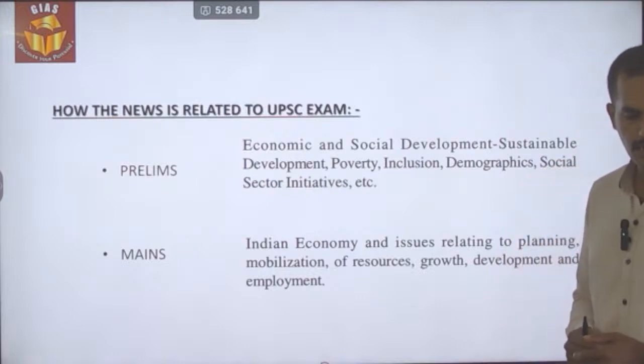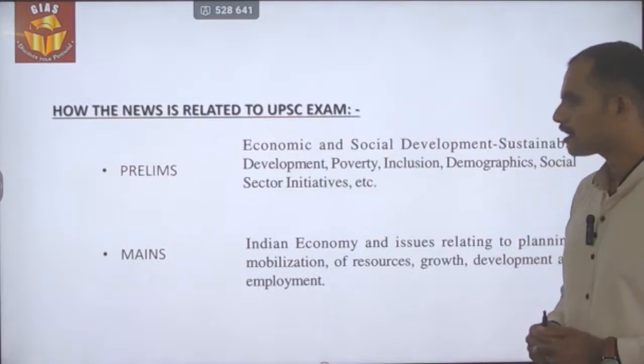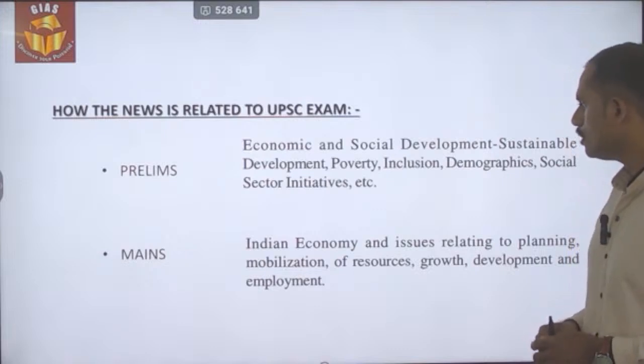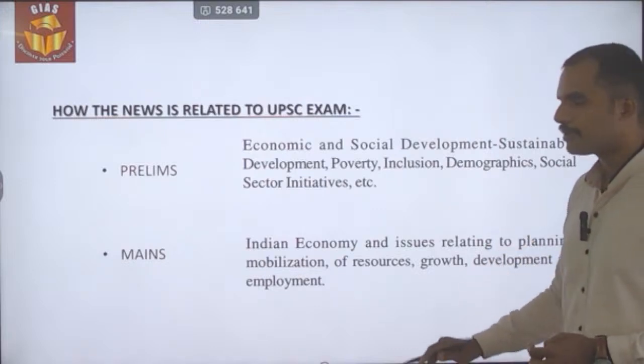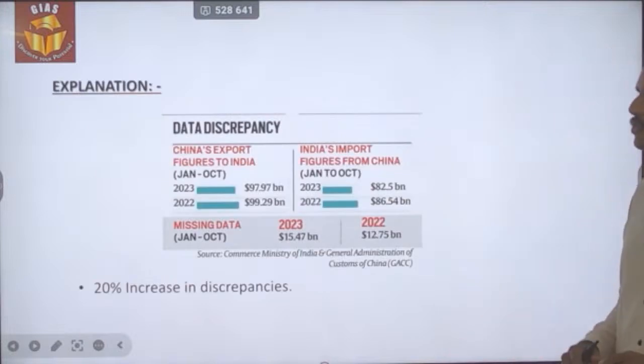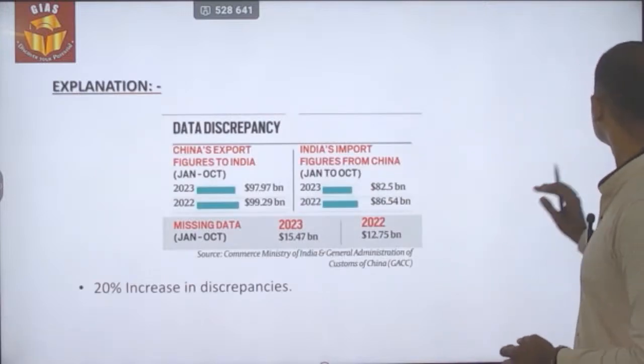Similarly, under mains it is related to GS Paper 3, economic and development, under a subtopic called Indian economy and issues relating to planning, mobilization of resource, growth, development and employment. Okay, let's move on to the explanation of the news.